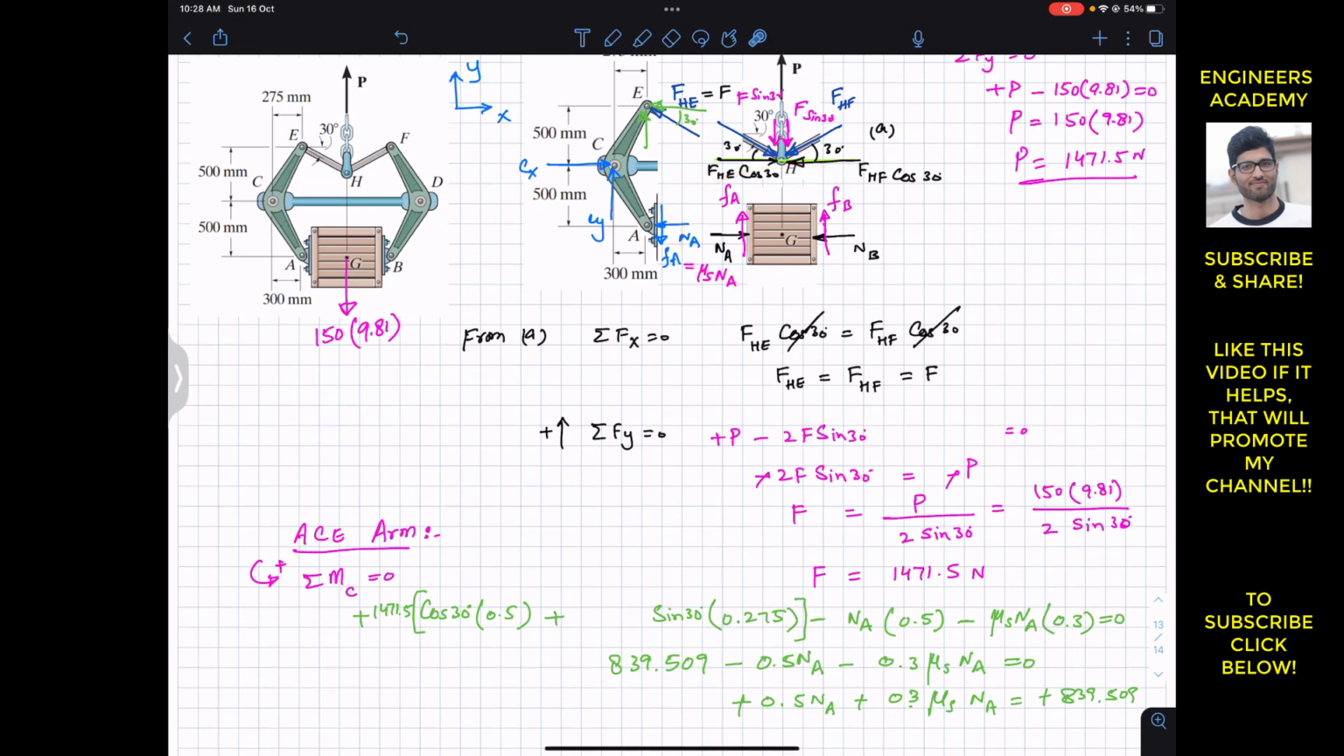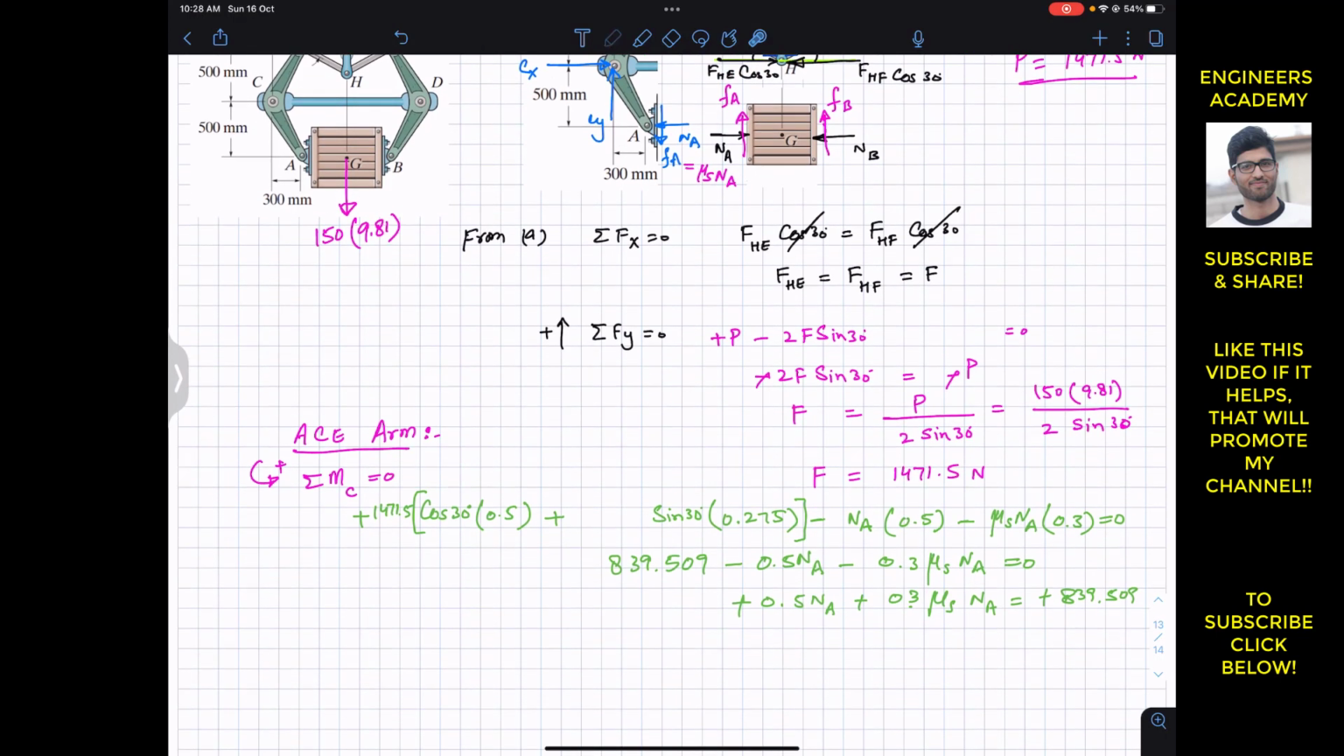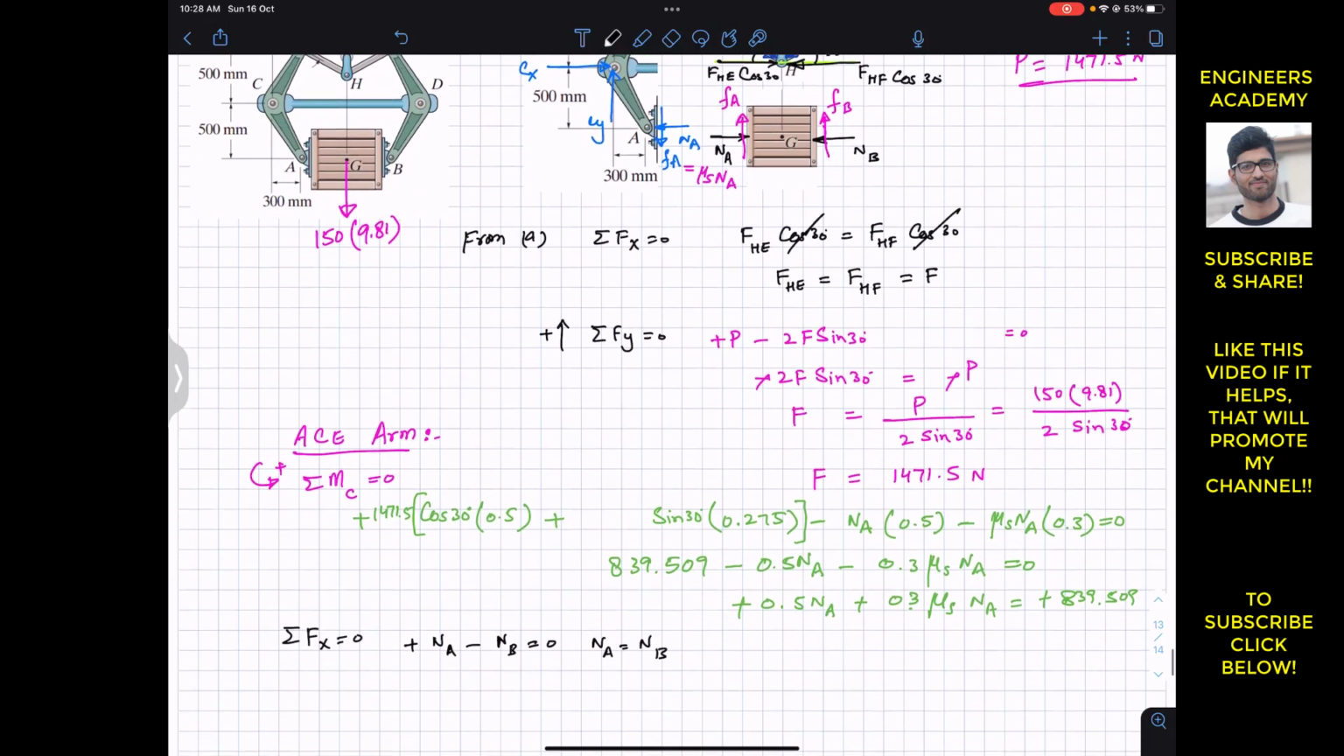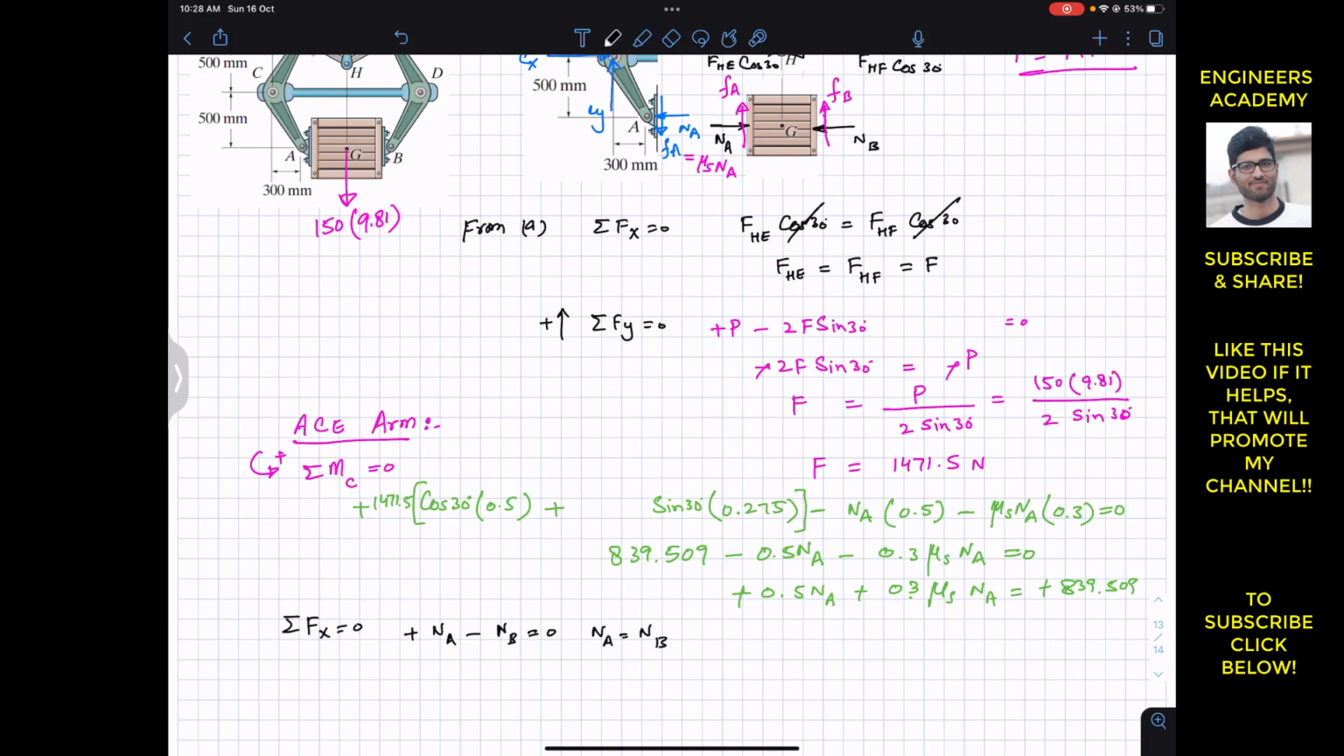Now if we consider the free body diagram of the crate, again the crate is in equilibrium, so we are going to apply the equilibrium conditions, and again we can say that the summation of forces along X must be equal to 0. As we can see, NA is acting in the positive X, and NB in the negative X, so plus NA minus NB equals to 0, and from this we can say that NA is equal to NB. Since the whole mechanism is symmetrical, on both sides we will have the same normal force, so NA is equal to NB.